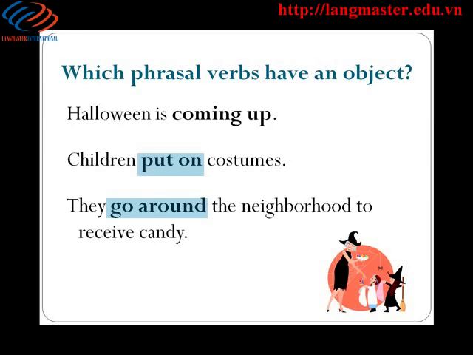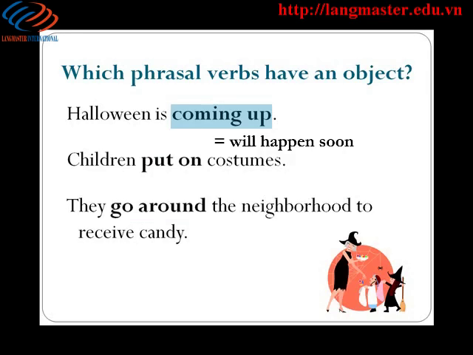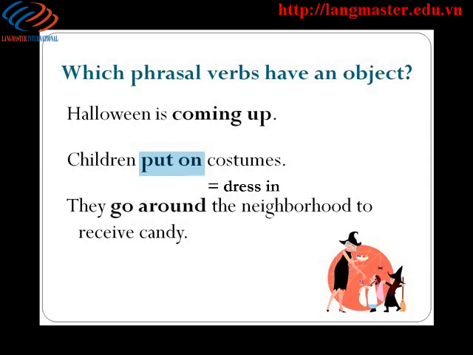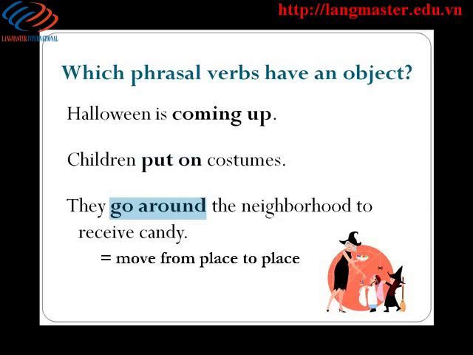Put on and go around. Come up is intransitive. There is no object. If something is coming up, it's happening soon. We use this in the present progressive. Put on is transitive. It means dress in: put on costumes, put on a coat, put on a hat. Go around is also transitive, and if you go around somewhere, you're moving from place to place. Go around the neighborhood, go around the city, go around the world.